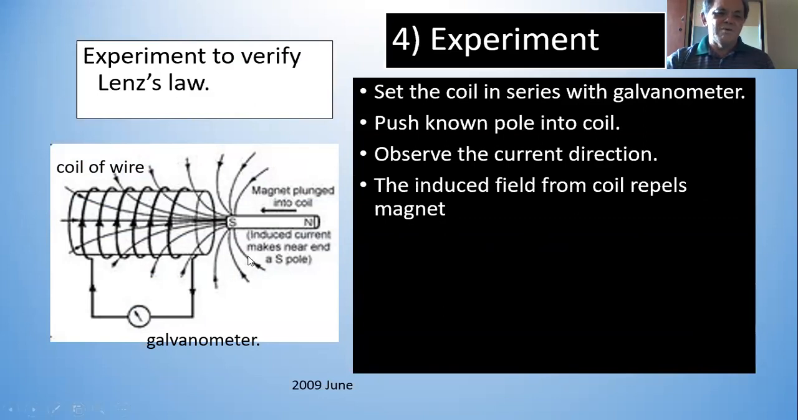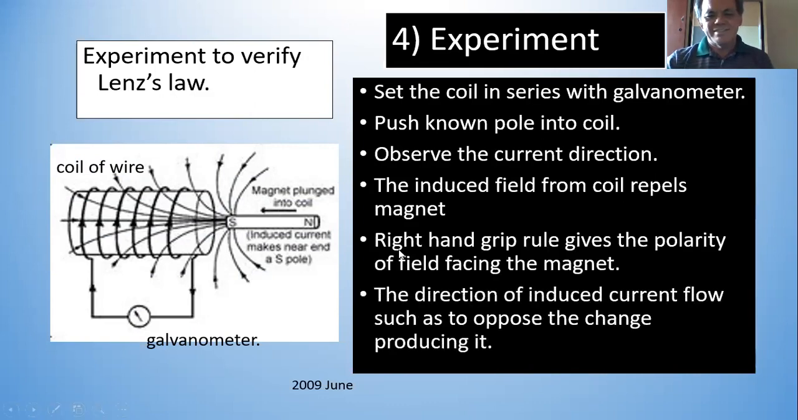From our observation, we know that the current at this end will flow in the circuit such that, if you push the South pole in, this end will be what? South. You want to repel. You want to oppose. So from our right hand rule, we can know that this is south. The current flowing there, we can know this is south, and south repels.